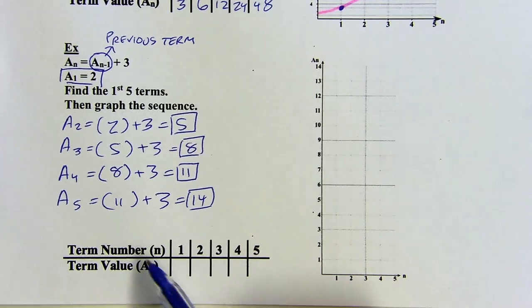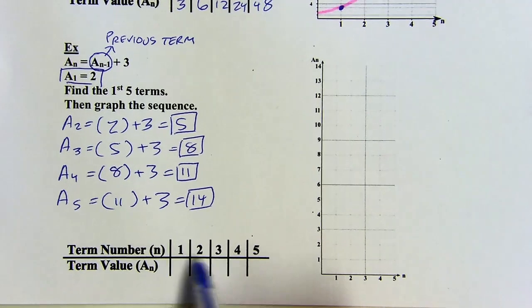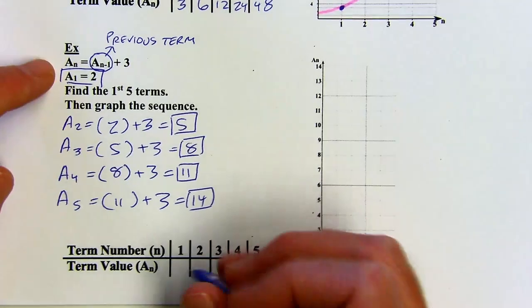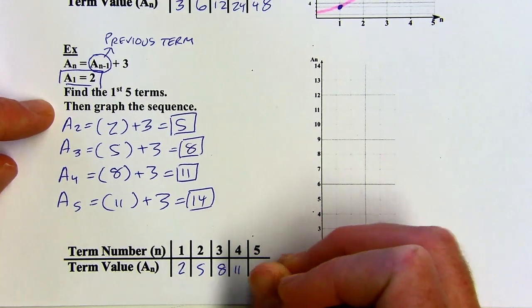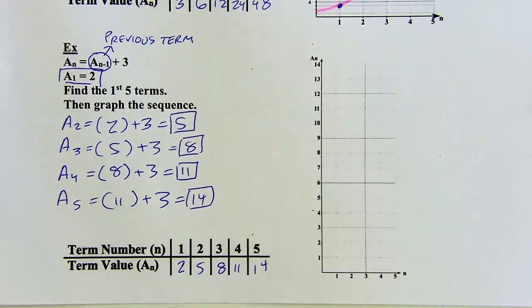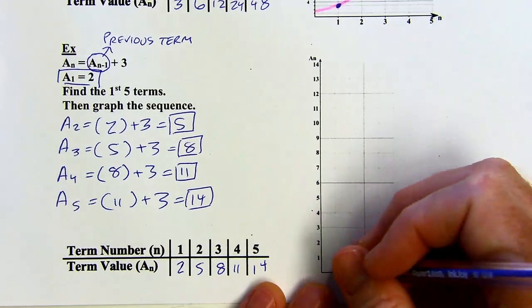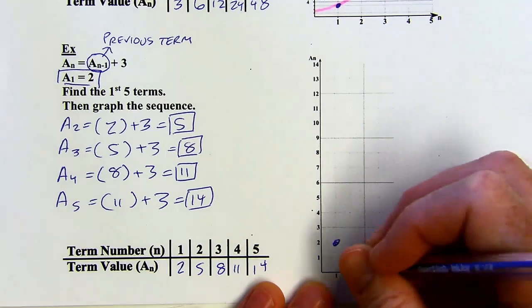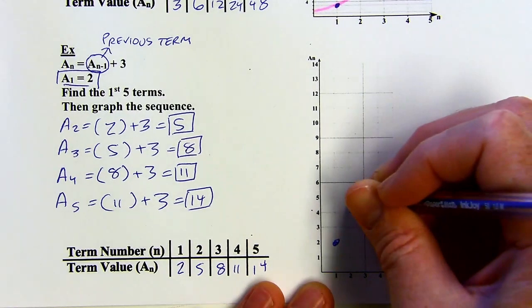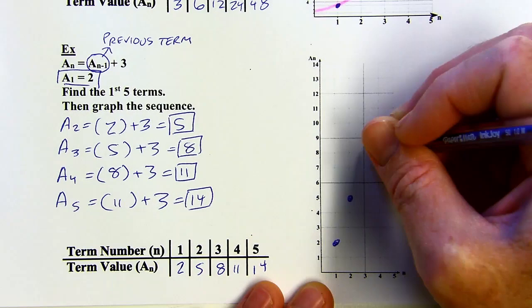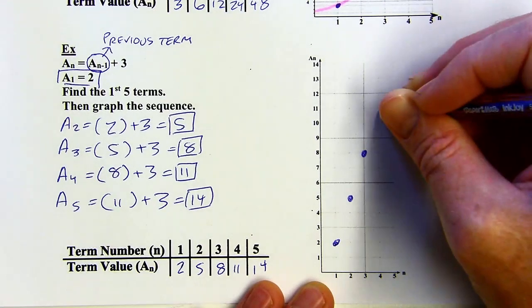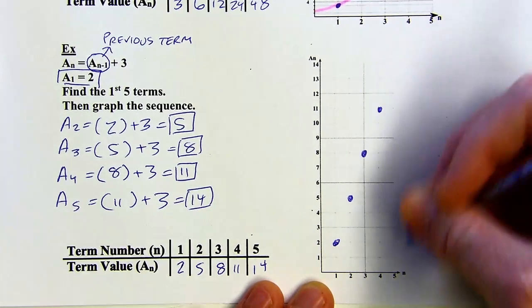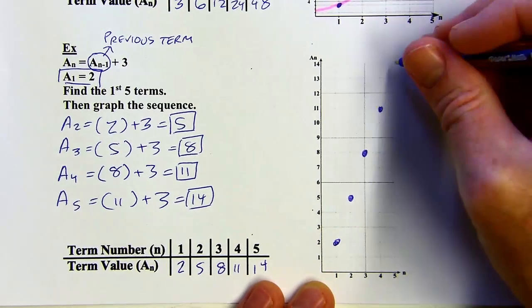Okay, so I'm going to graph these like I did on the last problem. I've got my first 5 terms. The first term was 2. Second term, 5, 8, 11, and 14. Okay, and let's graph these. I've got 1, 2 here, 2, 5, 3, 8, 4, 11, and 5, 14 is in the top right corner there.